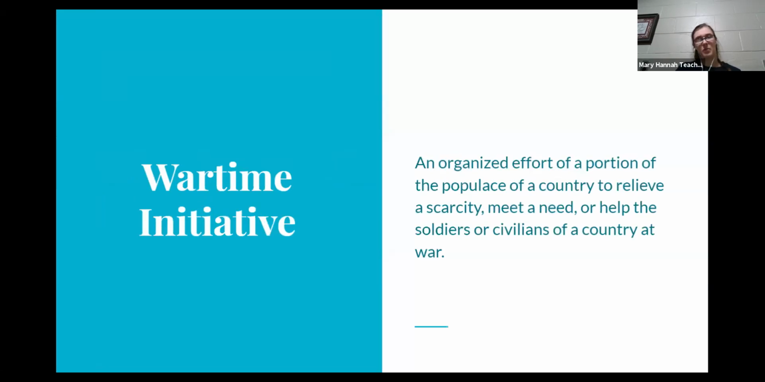So a wartime initiative, by definition, is an organized effort of a portion of the populace of a country to relieve a scarcity, meet a need, or help the soldiers or civilians of a country at war. All right, so it's an organized effort of a group of people within a country who see that there is a need that needs to be filled during a time where other people aren't able to meet that need, and they decide to do something about it. Okay. Sort of like a charity, really, when you think about it. Have any of you all ever been to like Goodwill or helped at the food bank before? Similar concept here, all right?